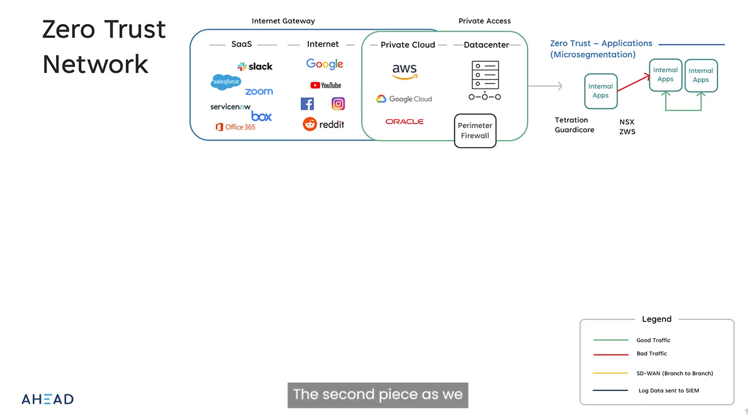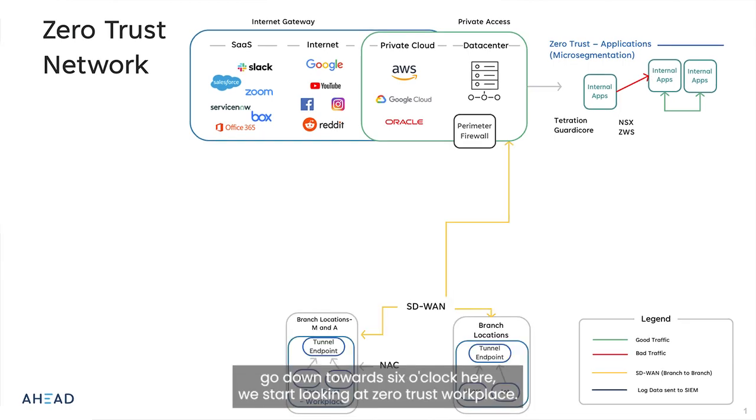The second piece, as we go down towards 6 o'clock here, we start looking at zero trust workplace. This is going to be a completely separate paradigm. This is when I start to look at the workplace itself. This may deal with things like IT/OT separation, utilities, manufacturing, healthcare. How do I onboard devices so that those devices get the amount of access that they need to do their job and nothing more? So really kind of focused on a least privilege model.